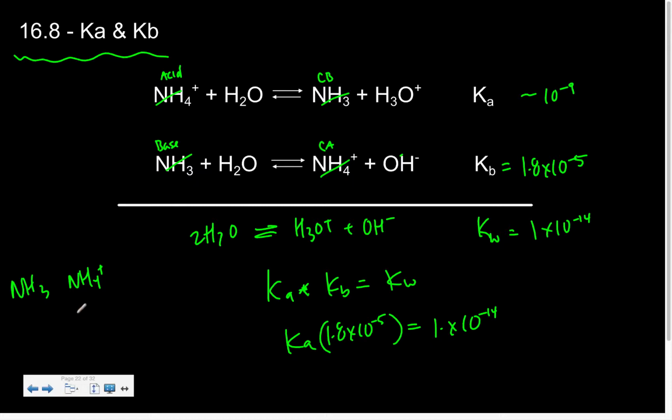Okay. So anyway, this is what ties those together. Ka times Kb always equals Kw for a pair, wherein I'm talking about a pair of conjugates. So this is the ammonia-ammonium conjugate pair. All right. So I could not use that, for example, to compare ammonia to water, because that's not what we're talking about.